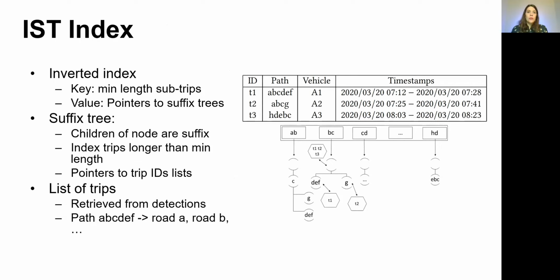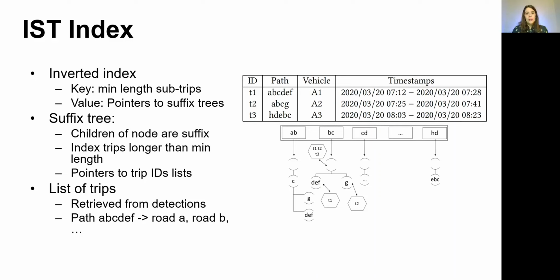Our proposed method uses the IST index to store the vehicle trips. It consists of an inverted index which has as keys all the subflows with minimum length and values pointers to the suffix trees. The suffix trees are storing all the subflows with length longer than the minimum that are having keys as prefix. Each node of the suffix tree has also a pointer to a list of all the trip IDs that contain the subflow of the node.